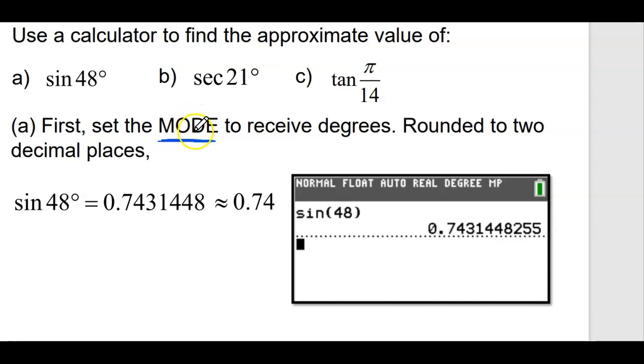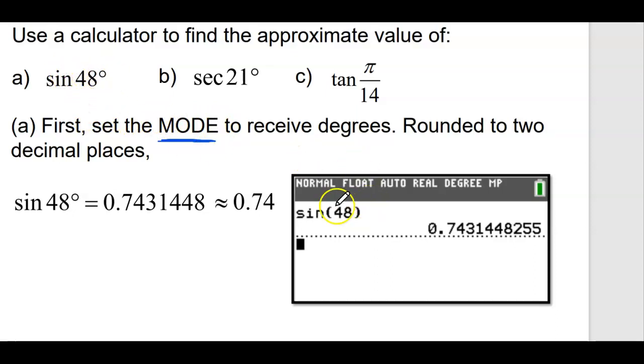And then you want to scroll down to where it says radians degrees. You want to cursor over to degrees and hit enter. So you've set your mode to degrees. Now you can quit out of that. So do a second quit, and then go back to the home screen and type in sine of 48.